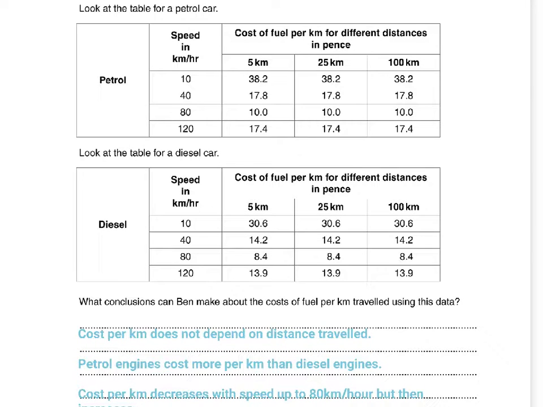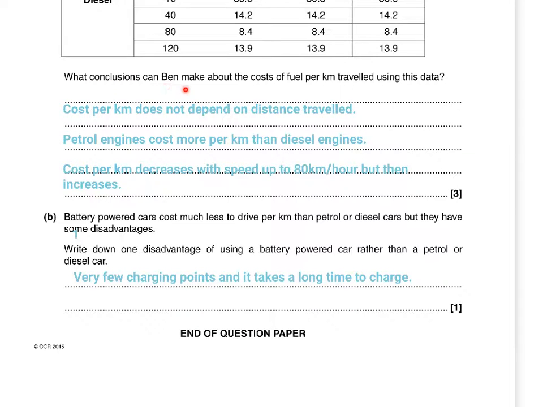So what does the question ask us? What conclusions can Ben make about the cost of fuel per kilometre travelled using this data? Great. So those three things are worth 3 marks. Those three things we need to state. The cost per kilometre does not depend on distance travelled. The petrol engines cost more per kilometre than diesel engines. And of course, the third thing that I pointed out was the cost per kilometre decreases with speed up to 80 kilometers per hour, but then increases. So that's your 3 marks.